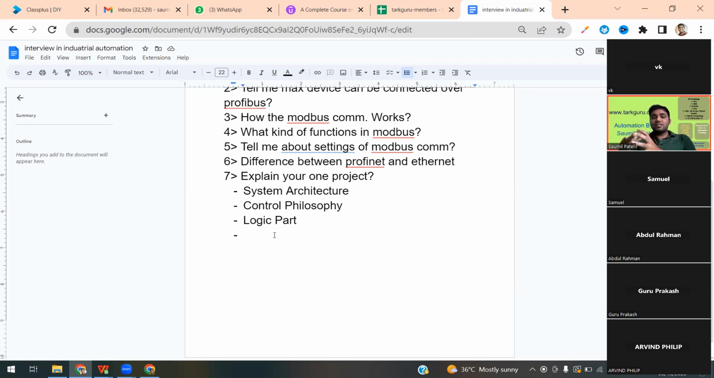Which kind of, how much memory should be available for that controller, right? How many tags should be created from the design point of view in the SCADA or in the HMI. So depending on those numbers, depending on that count, you are going to select your hardware. This is also one of the good questions, hardware selection.